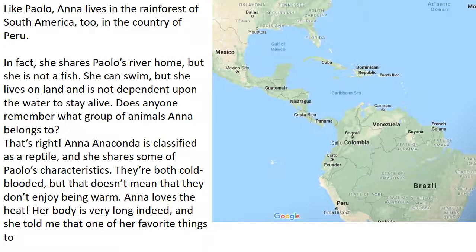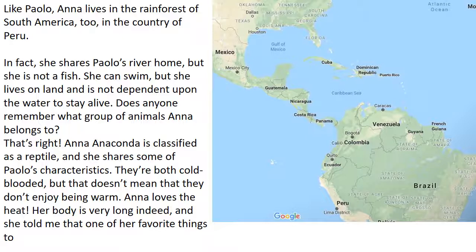Like Paulo, Anna lives in the rainforests of South America too, in the country of Peru, which is south of Colombia and east of Brazil. In fact, she shares Paulo's river home, but she is not a fish. She can swim, but she lives on land, and she is not dependent upon the water to stay alive. Does anyone remember what group of animals Anna belongs to?